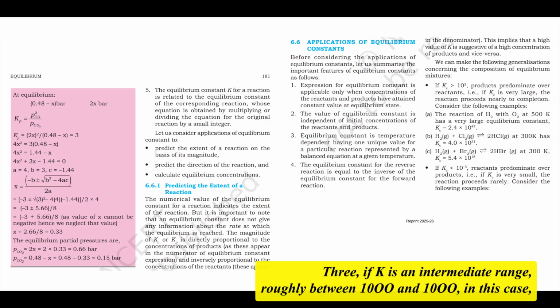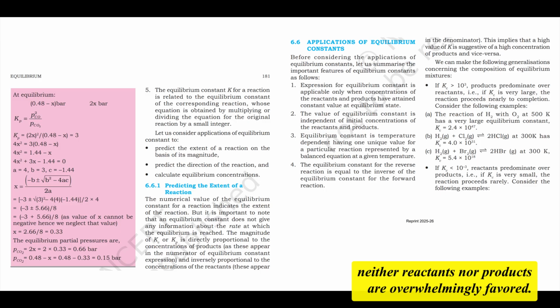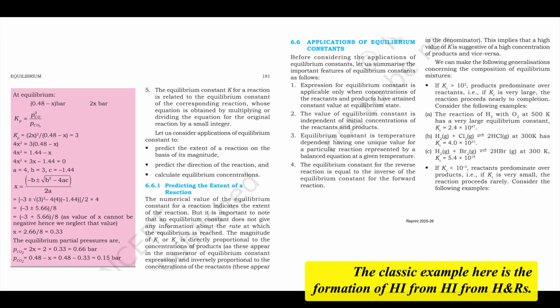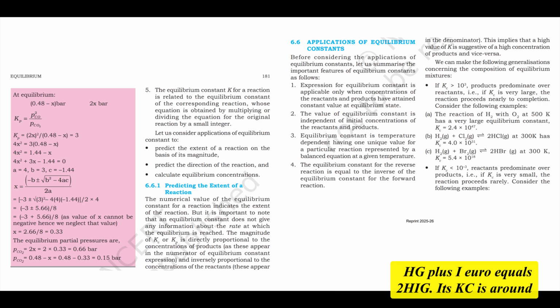3, if K is in an intermediate range, roughly between 10^-5 and 10^5. In this case, neither reactants nor products are overwhelmingly favored. At equilibrium, you'll have appreciable, measurable concentrations of both reactants and products present in the mixture. The reaction is truly reversible in a practical sense. The classic example here is the formation of HI from H2 and I2, H2(g) + I2(g) ⇌ 2HI(g).